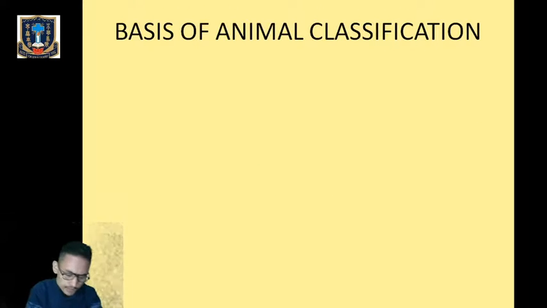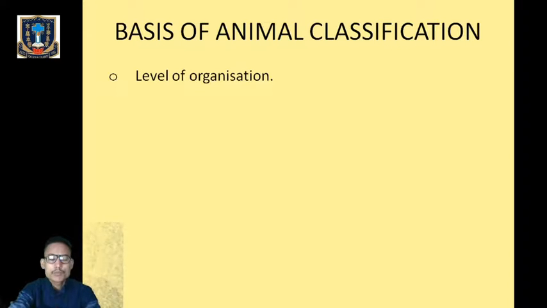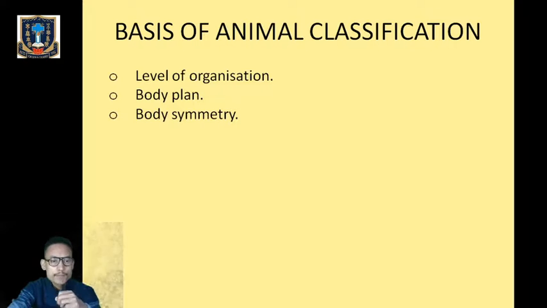On what basis the animals have been classified into different phyla. Alright, so first of all, we have got level of organization. This is the first basis on which the animals will be classified into different phyla. So that is level of organization. Here we'll learn about cellular level, tissue level, organ level, and organ system level. Then we have got body plan. Next basis is body symmetry, where we learn about symmetrical and asymmetrical animals.